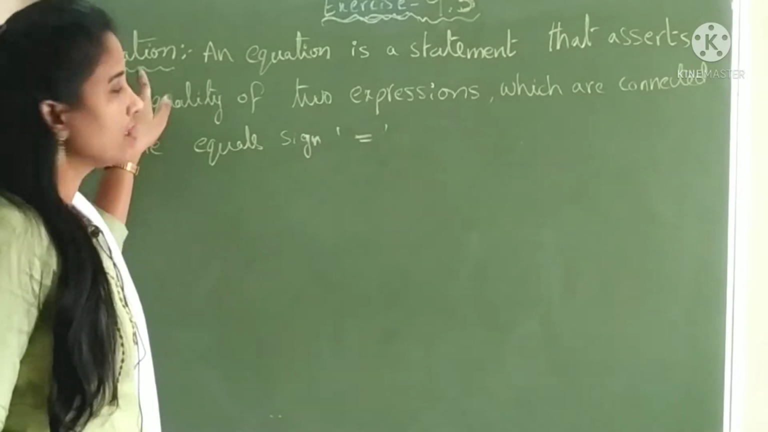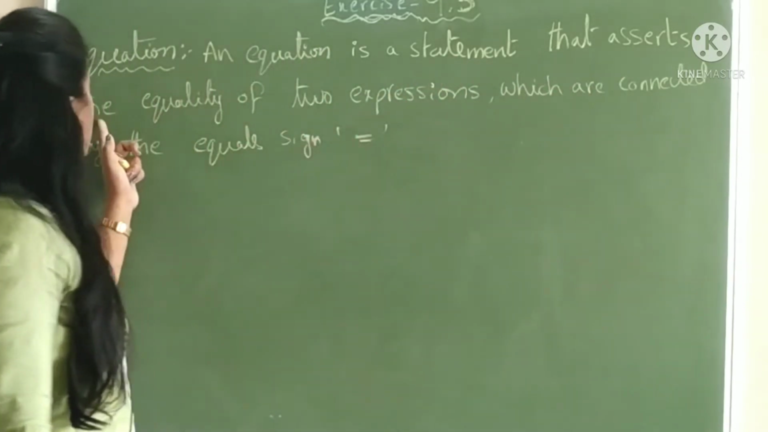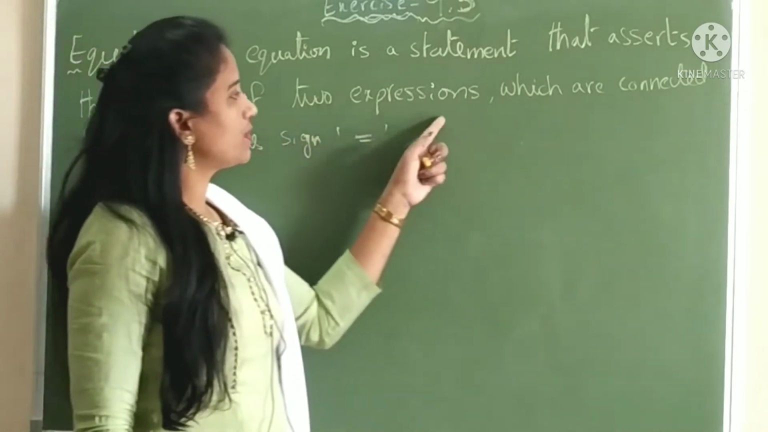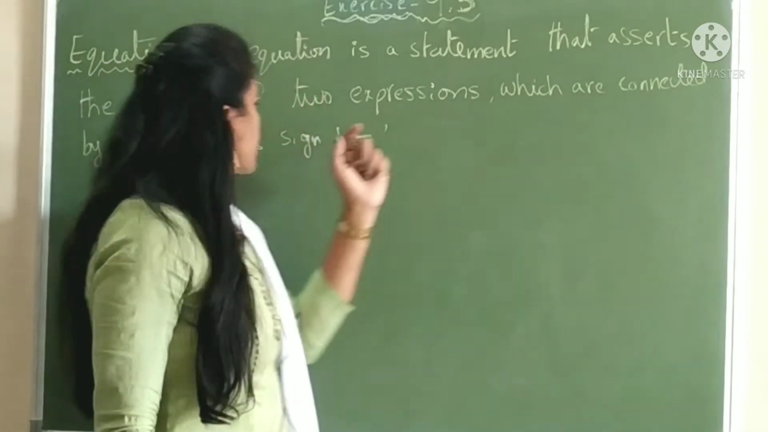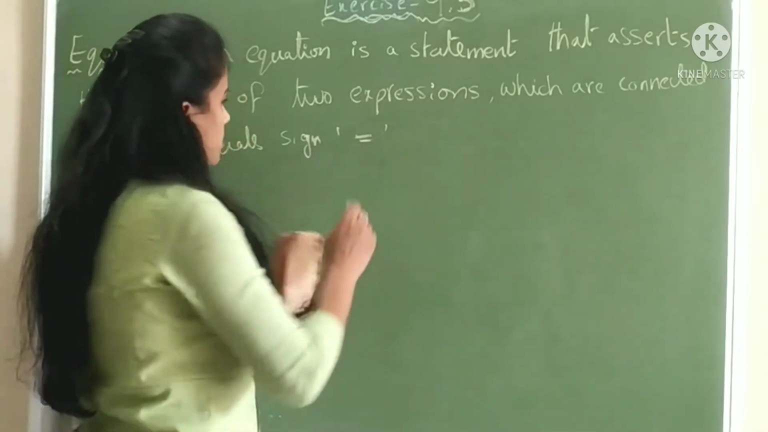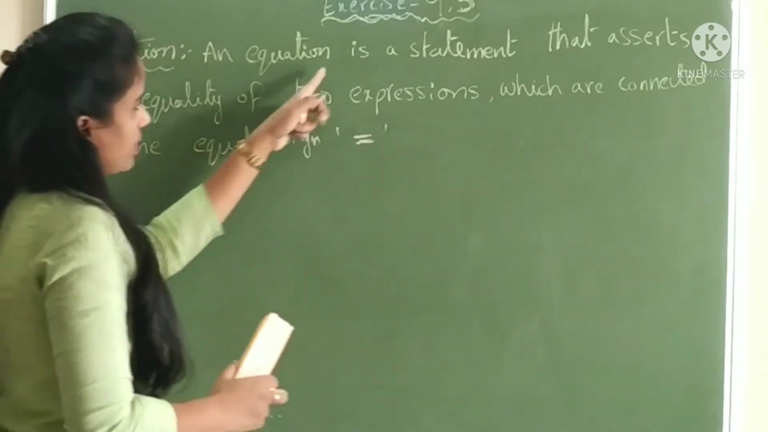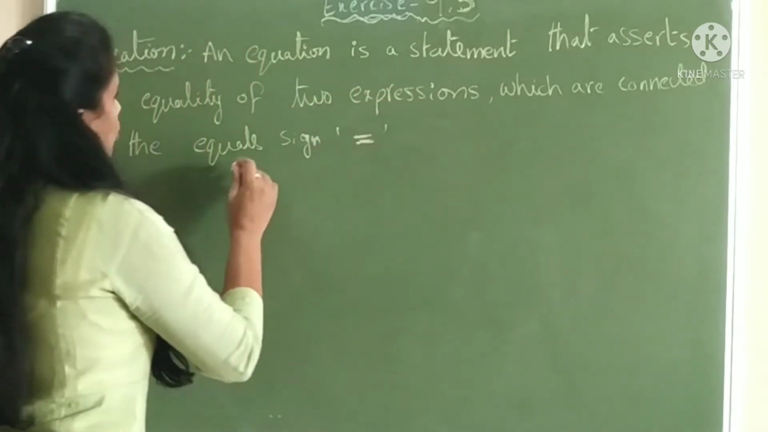See, equation. What is an equation? An equation is a statement that asserts the equality of two expressions which are connected by the equal sign, that is, this sign. An equation is a statement that should have two expressions.